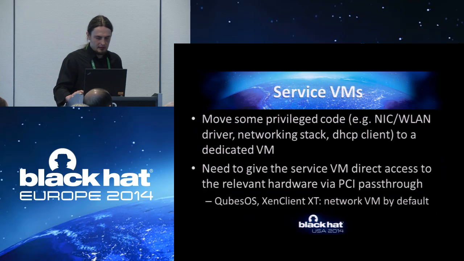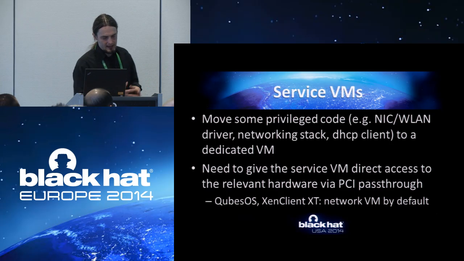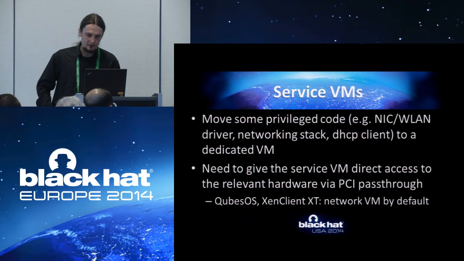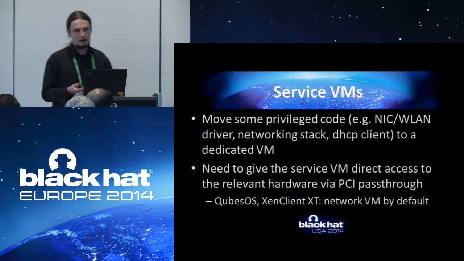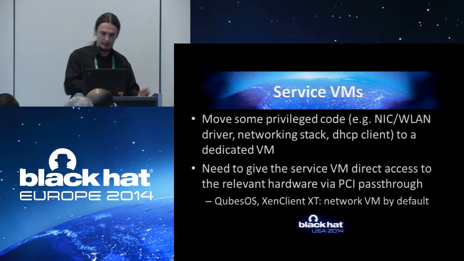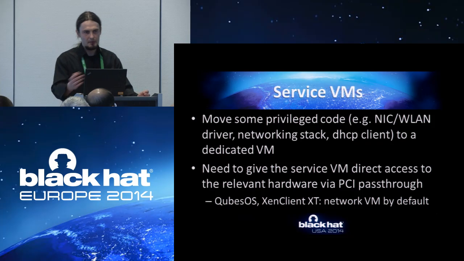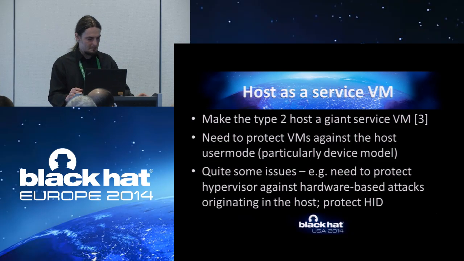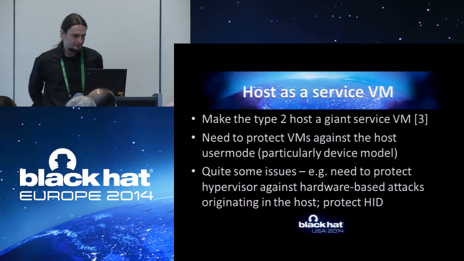Again, you take some portions of the host kernel and move them to a VM. And if there is any vulnerability, for instance, in the networking stack or the VLAN driver, what an attacker gets is not immediate root in the kernel, in the host operating system, but in the VM. And that's nice, and projects like CubesOS or XenClient XT do it by default. So they create the network VM by default to limit the impact of an exploitation of networking code.